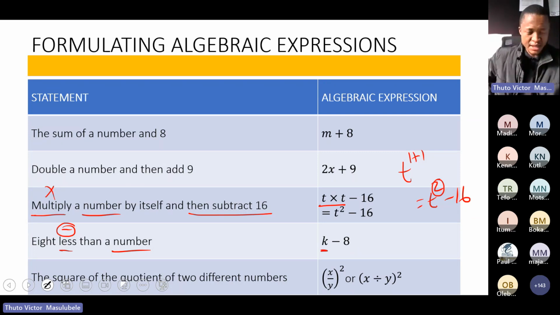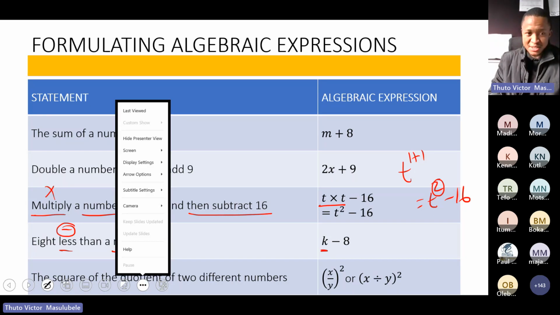And then the last one, grade 8 learners, in terms of formulating algebraic expressions, says the square of the quotient of 2 different numbers. Now that particular statement is packed because we're dealing with the square of the quotient. And what did you learn about quotient in the previous slide? Quotient goes hand in hand with which operation sign? And you will remember it goes hand in hand with the division operation sign.